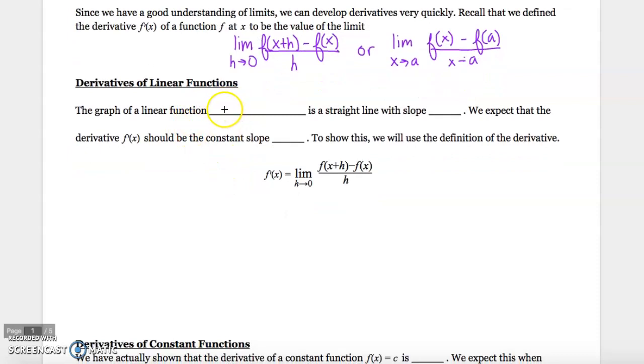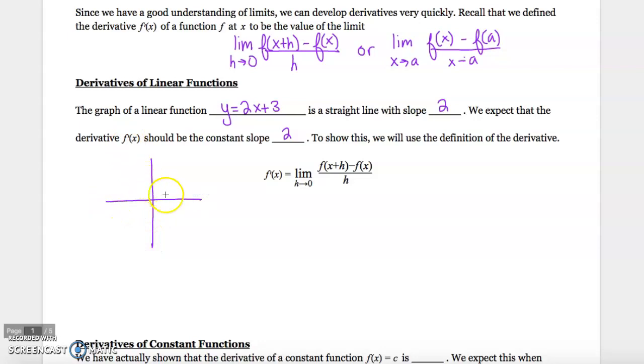So the graph of a linear function, let's say, for example, y equals 2x plus 3. This is a linear line, a straight line with a slope 2. Now, since the derivative is the slope of your tangent line, and this has a constant slope, then we would expect that the derivative should be our constant slope 2 at any point. So I'll do a little sketch over here to explain what I mean.